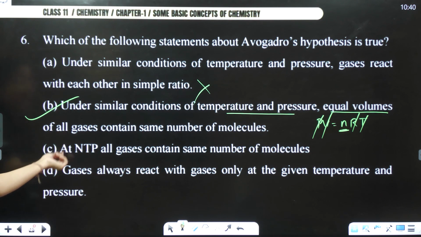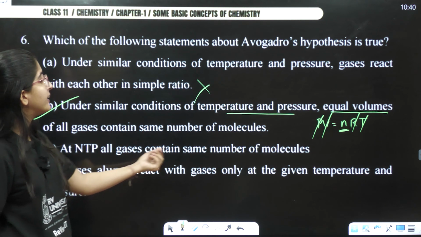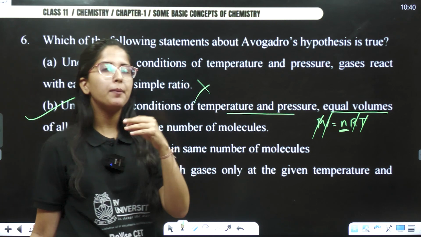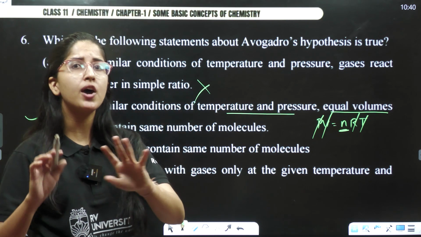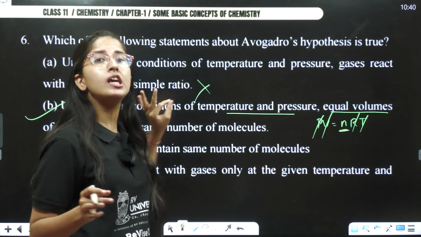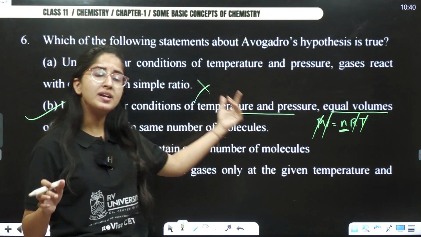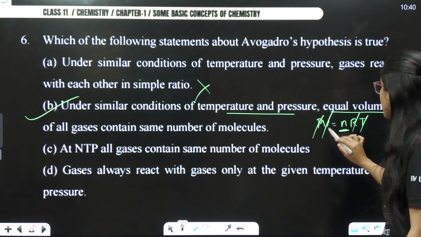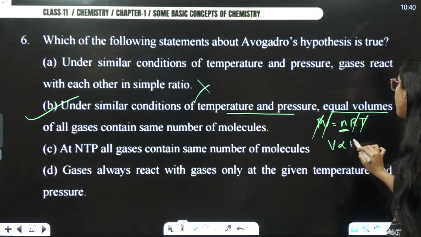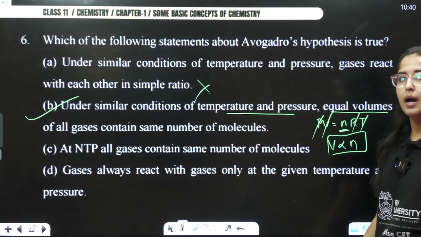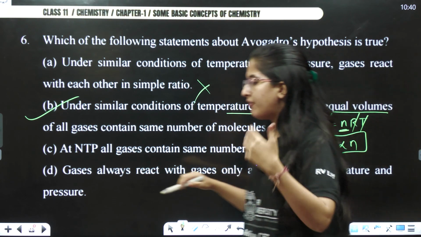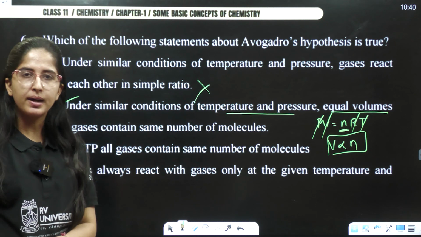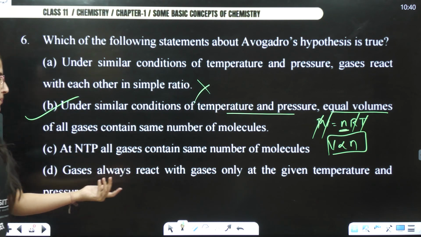Option C: at NTP, all gases contain the same number of molecules. So at standard temperature and pressure, if you are taking it and the volume we are not varying, the number of molecules will depend upon volume also, because again PV equals nRT. Volume is directly proportional to the number of moles, and the number of moles will vary with your given mass or your molecular mass. So this statement is not true.